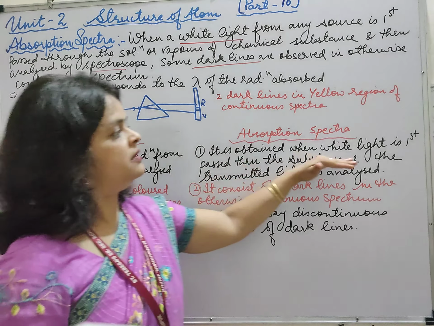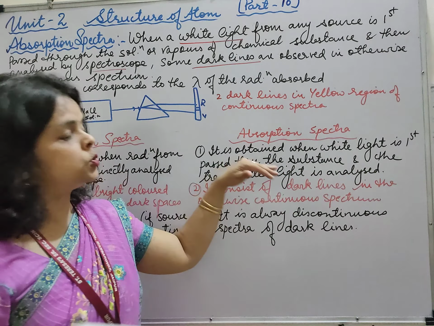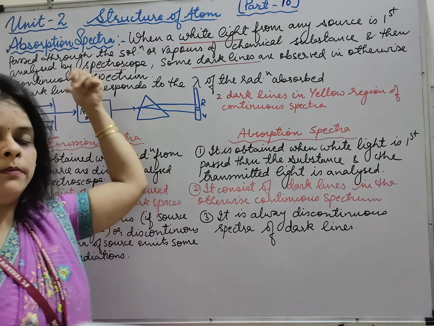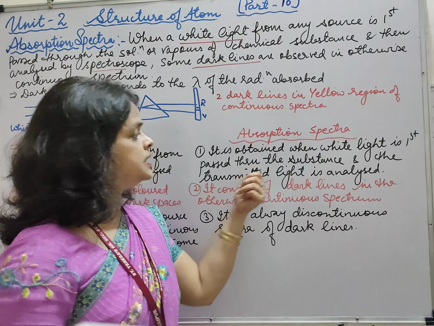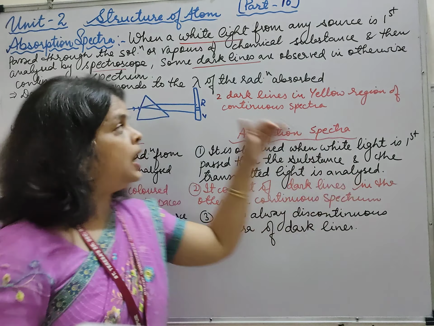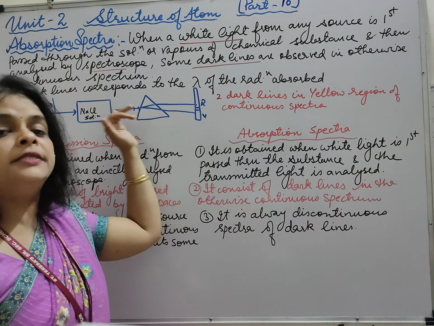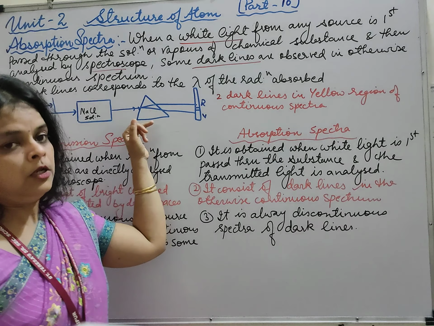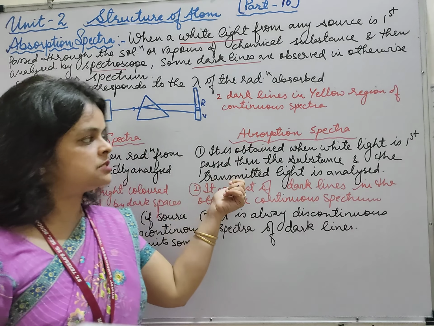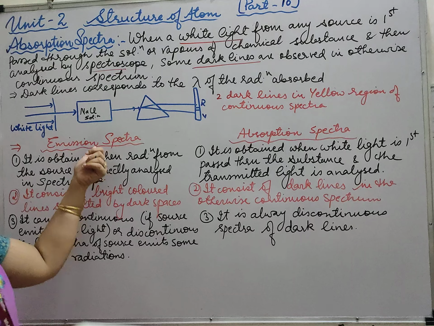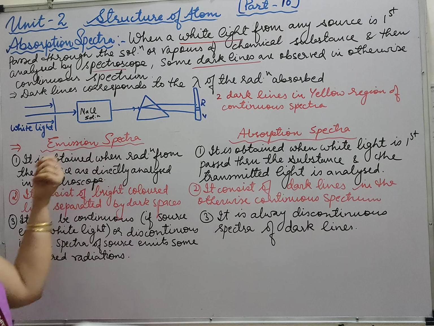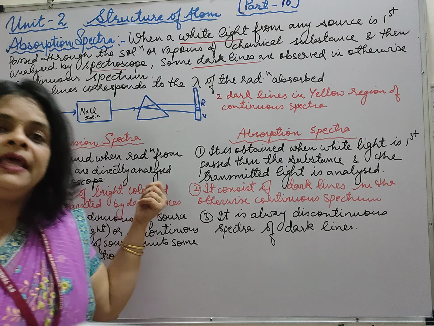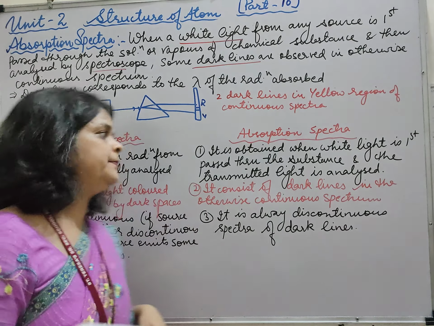Now let us see absorption. It is obtained when white light is passed through the substance. We pass white light through the substance and the transmitted light is analyzed. Now this transmitted light is what we are analyzing. So in absorption the transmitted light is analyzed, and in emission spectra the radiation directly from the source was analyzed. Okay, so that is the first point.